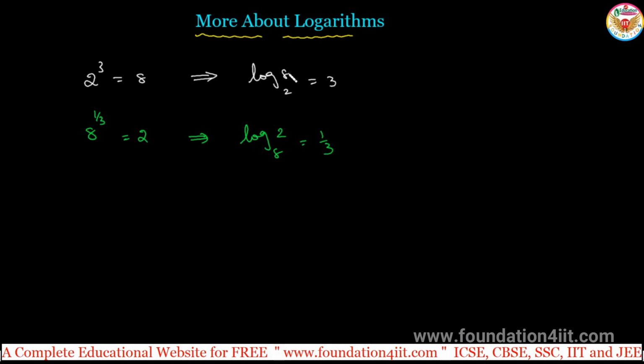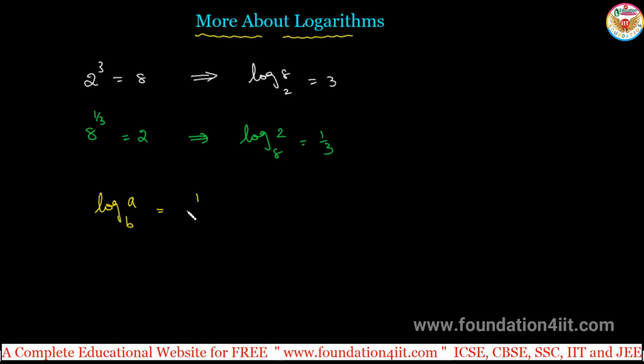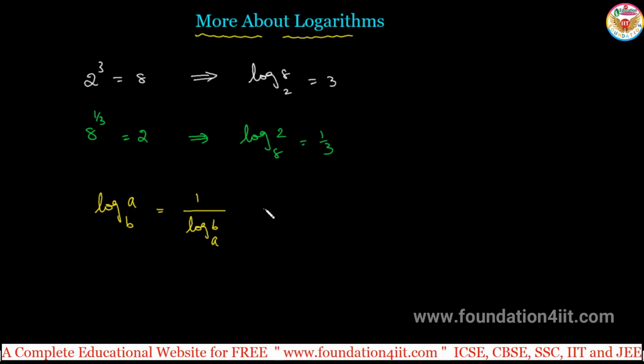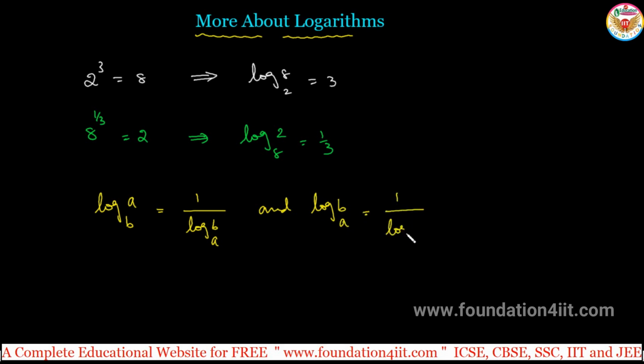So if you notice here, log 8 to the base 2 is 3, and log 2 to the base 8 we got 1 by 3. So we can generalize one formula: log a to the base b is equal to 1 by log b to the base a. So if you change their places, it becomes the reciprocal. And in the same way, log b to the base a is 1 divided by log a to the base b. This small change we can do. So we can conclude in this way.